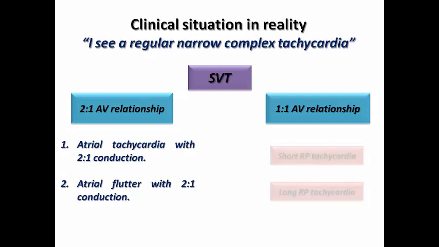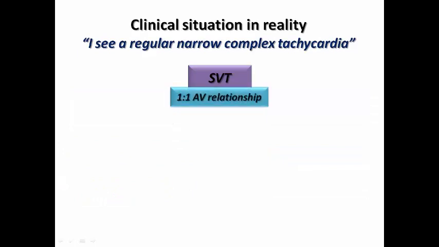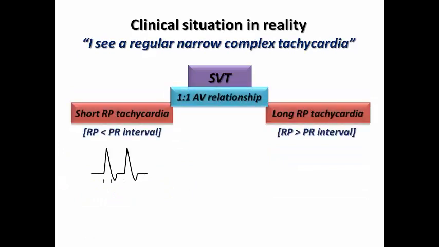But if it is a 1-to-1 relationship, we can subdivide it again into short RP tachycardia versus long RP tachycardia. Short RP means that the RP interval, from the start of the complex to the start of the following P wave, is shorter than the PR interval, which is from the P wave to the start of the complex following it, as we can see in this example. Short RP tachycardia, of course, occurs more commonly with typical AVNRT and orthodromic AVRT, because in these patients the retrograde P wave appears shortly after the complex due to retrograde conduction to the atrium.